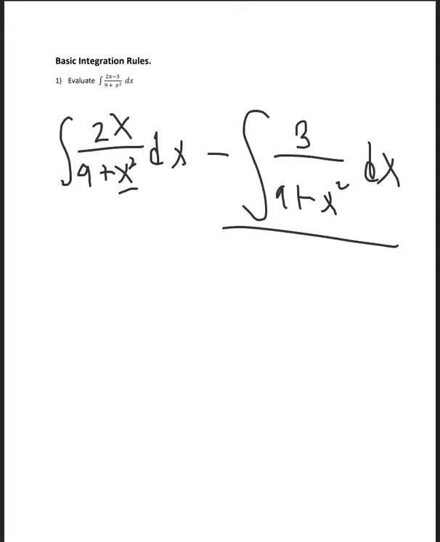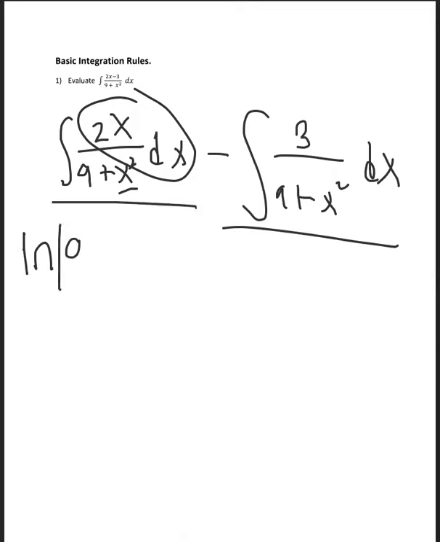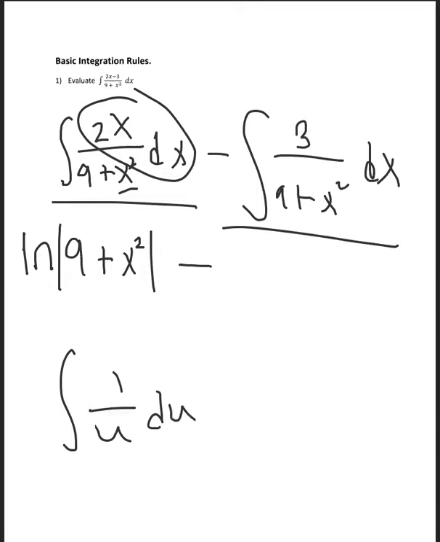But you guys remember that for the ln rules, the derivative of the bottom has to be on the top in the problem. So since the derivative is 2x dx, we know that that'll work. So using the formula, we know that the integral of this is ln of the absolute value of 9 plus x squared. And then we still have to integrate the other one. And the reason why that works is because the formula for an ln problem is the integral of 1 over u du is equal to ln of u plus c.